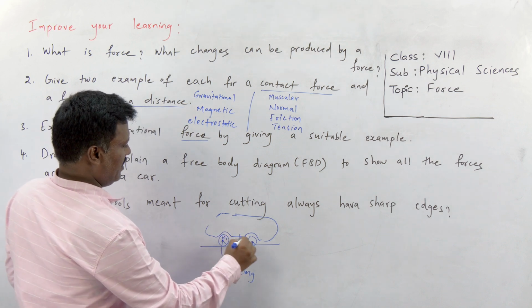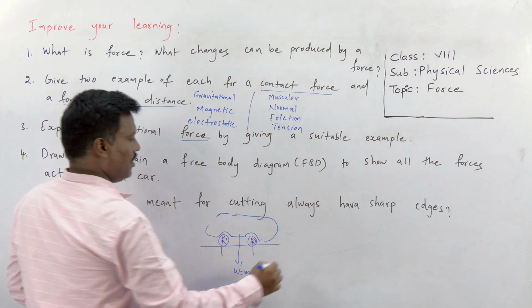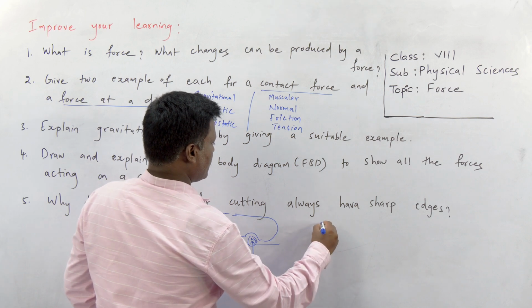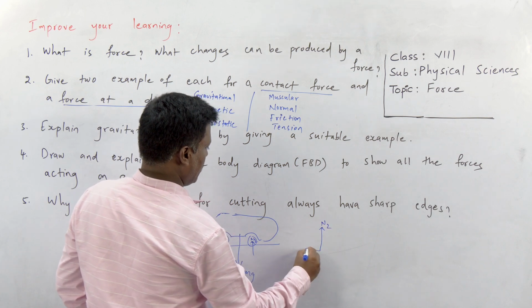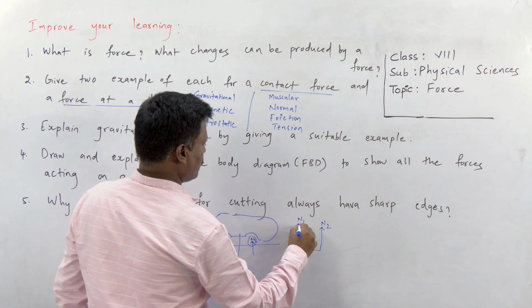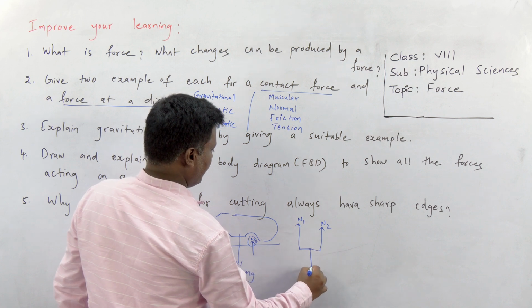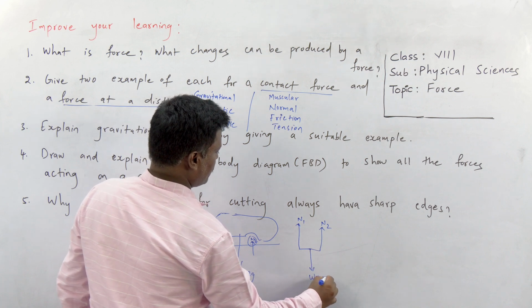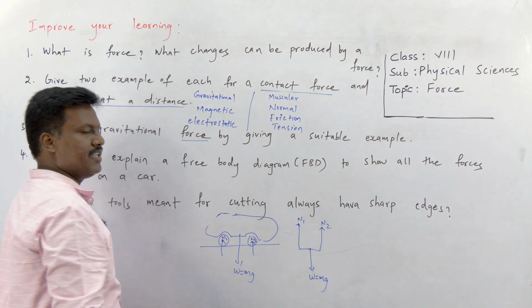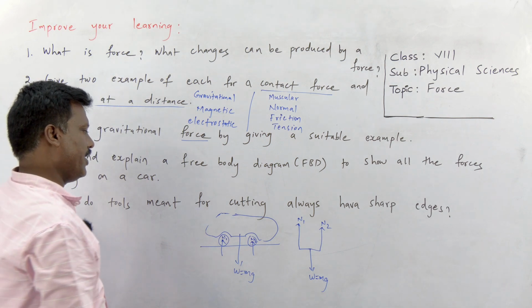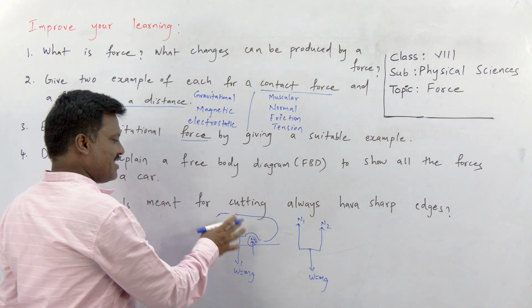Okay, this is N1, this is N2. So, two normal forces exert in upward direction. These two normal forces balance the gravitational force. That is why the net force along the y-axis is 0, vertically 0. Now here, when this is at rest, that's all.